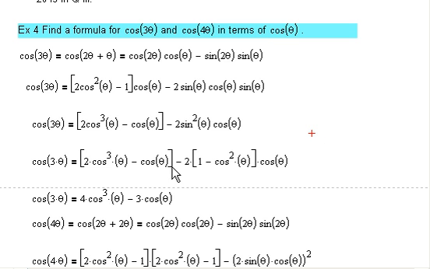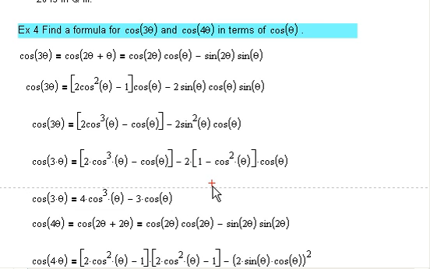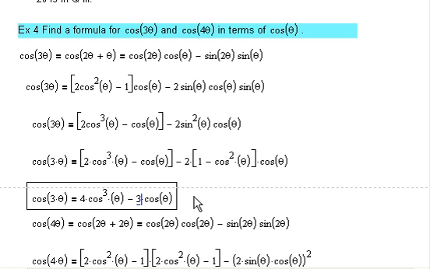And so multiplying this all out, this is negative 2 times 1 times cosine theta, so that's negative 2 cosine theta, along with this negative 1 cosine theta gives us negative 3 cosine theta. We have 2 cosine cubed theta here. We have minus 2 times negative cosine cubed theta, because this cosine squared times this cosine winds up being plus 2 cosine cubed theta, so it gives us a total of 4 cosine cubed theta. And here is the formula just as we stated, the formula for cosine 3 theta in terms of cosine theta: 4 cosine cubed theta minus 3 cosine theta.